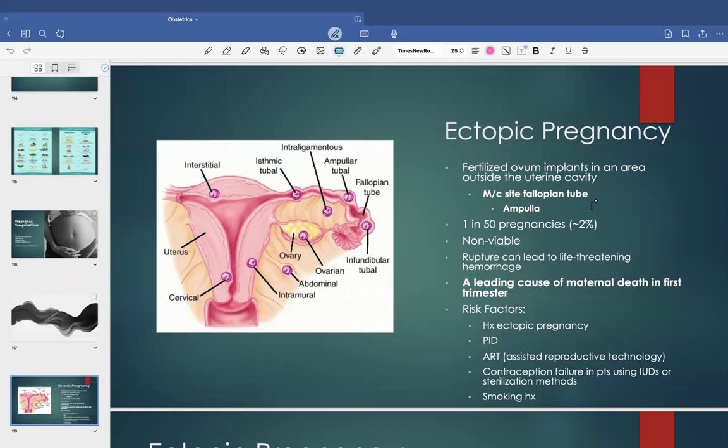Implantation can occur outside of the fallopian tube. Some other areas are the abdomen, the intestines, cervix, ovary, and a previous cesarean scar. It can implant other places, but the most common is the fallopian tube. The incidence of implantation in unusual sites has increased with assisted reproductive technology, or ART.